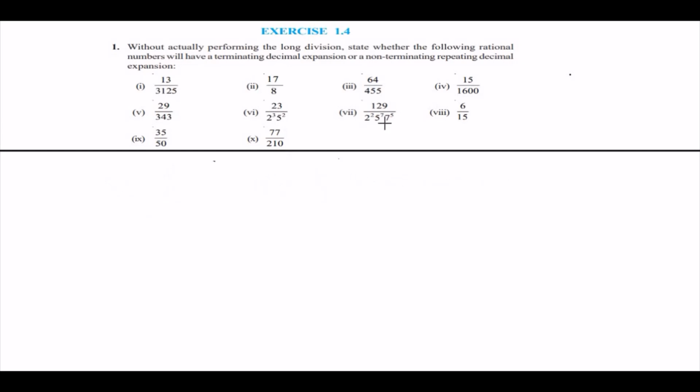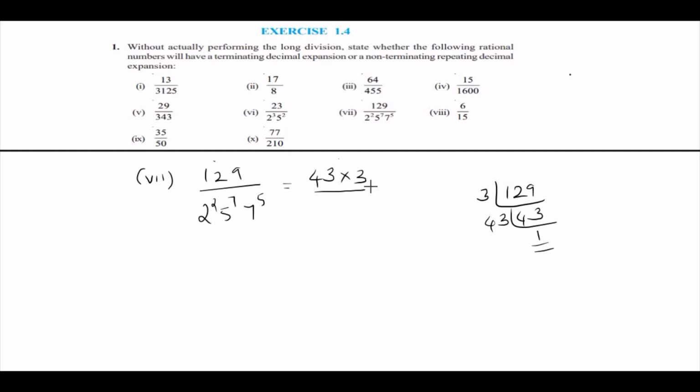Seventh question is 129 by 2 square, 5 raised to 7, 7 raised to 5. 129 when you factorize, you get 43 into 3, by 2 square into 5 raised to 7 into 7 raised to 5. So here there is a factor 7 along with 2 raised to m, 5 raised to n. So you can say it is not of the form 2 raised to m, 5 raised to n. That is, if you have any other factor along with 2 raised to m, 5 raised to n, you can say it is non-terminating and repeating.